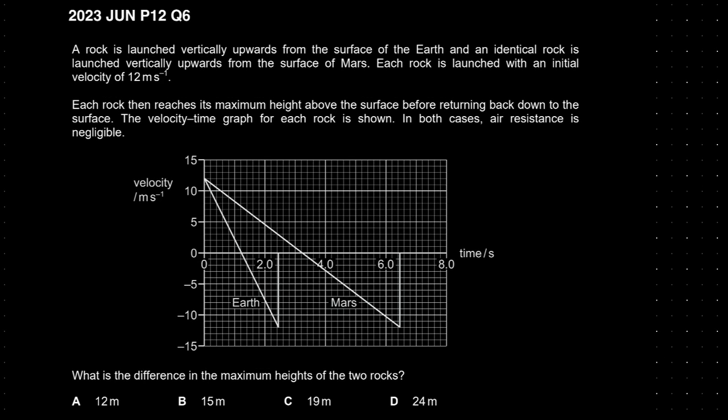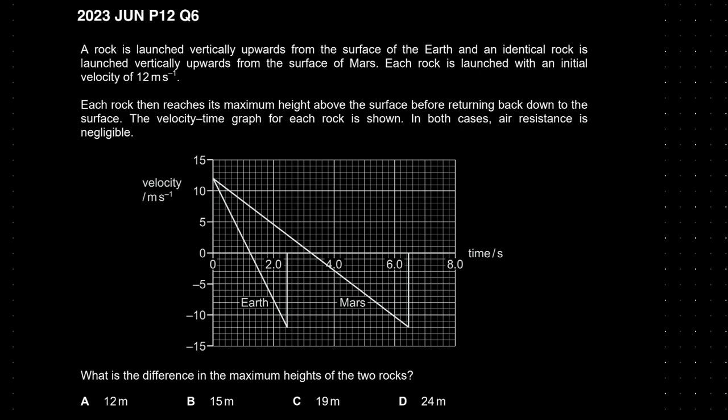Alright, so finally we have a question which is somewhat complicated. A rock is launched vertically upwards from the surface of Earth, and an identical rock is launched vertically upwards from the surface of Mars. Each rock is launched with an initial velocity of 12. So according to my equation of motion, I know this is u. Each rock then reaches its max height above the surface before returning back down to the surface. The velocity time graph for each rock is shown. In both cases, air resistance is negligible. What is the difference in the max heights of the two rocks?